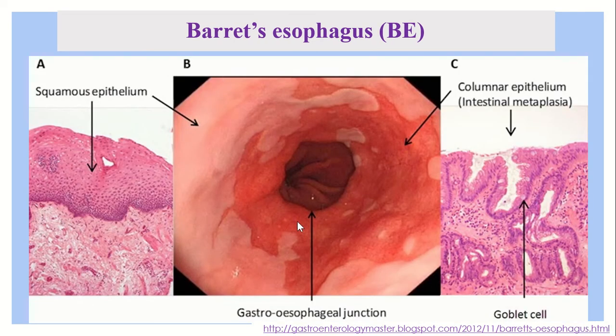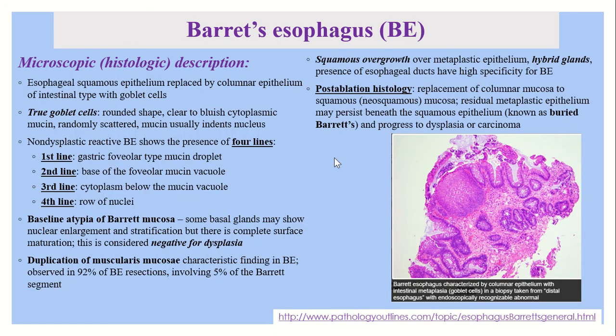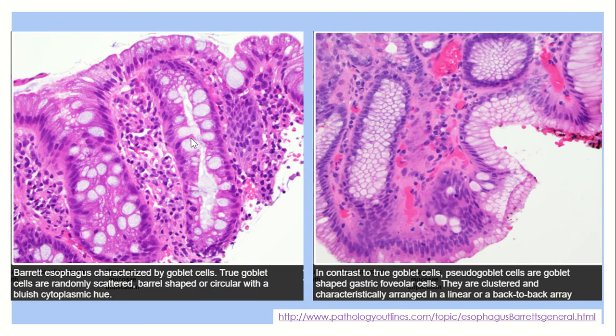Here we see the endoscopy of Barrett's esophagus at the gastroesophageal junction, and here we see the intestinal metaplasia, the columnar epithelium with the goblet cells. Let us discuss some microscopic description of Barrett's esophagus. Here we see an abundant number of goblet cells that are characteristic for intestinal metaplasia.